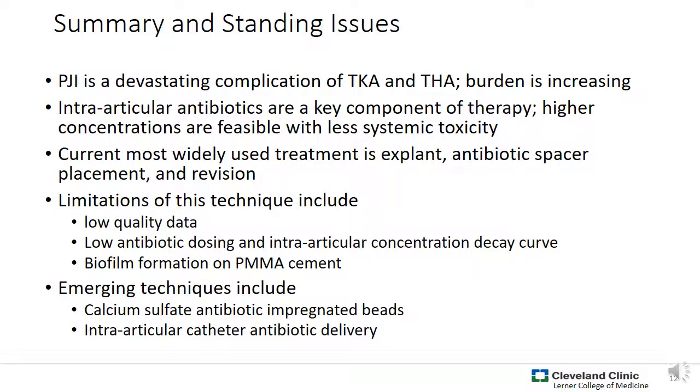Moving to a summary and recapping on some of the issues. PJI is an absolutely devastating complication in total arthroplasty, and the burden is increasing due to the increasing comorbidities of patients and the popularity of these procedures. Intra-articular antibiotics are a key component because higher concentrations of antibiotics are feasible with less systemic toxicity. Currently, the most widely used treatment is explant, antibiotic spacer, and then later revision or a 2-stage procedure.